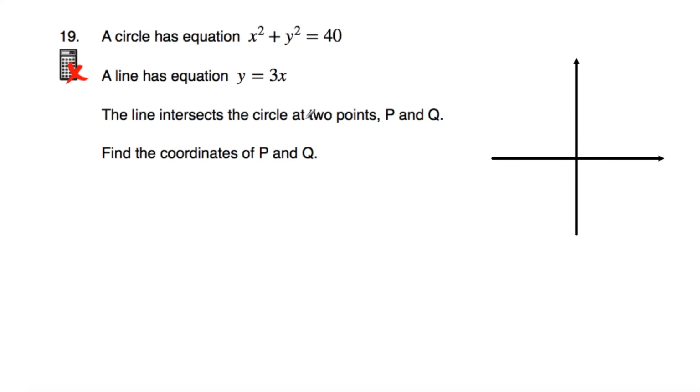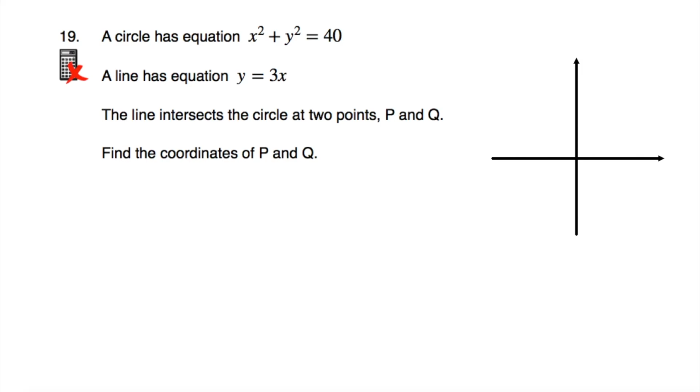Now, you can actually do this question without drawing a sketch. You could just solve the simultaneous equations and find the solutions, and they'll tell you the coordinates of where the straight line and the circle intersect. So you could just replace this y with 3x, and then do x squared plus 3x all squared equals 40, and then solve that to find the values for x, and then substitute those in to get the values for y, and there'll be your coordinates.